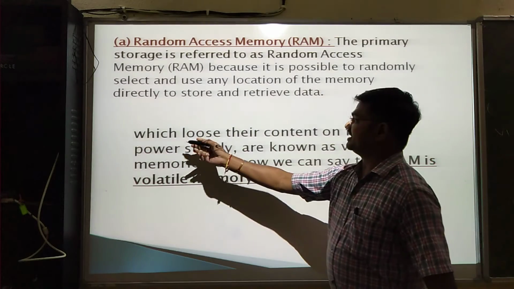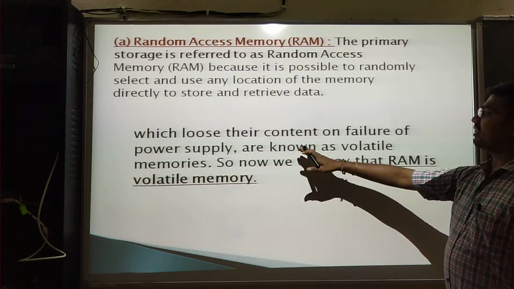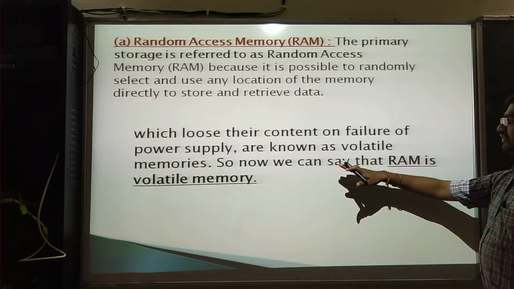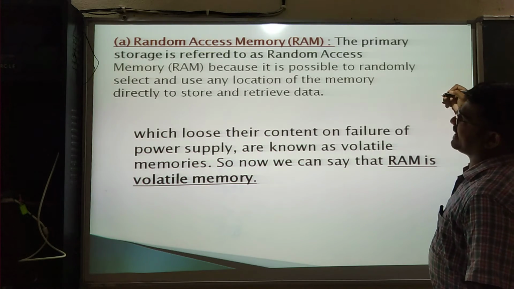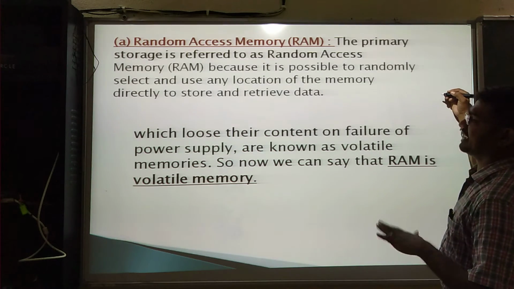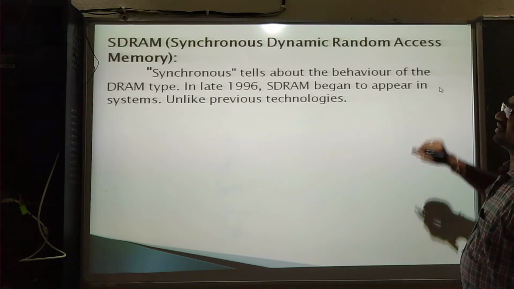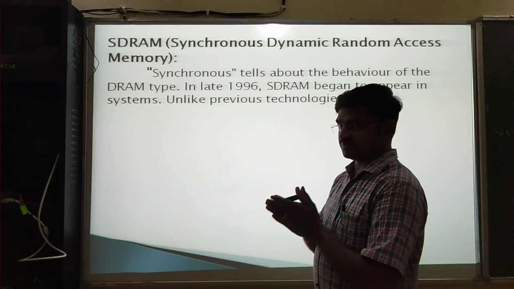Volatile memory means memory which loses its content on the failure of power supply. So now you can say that RAM is volatile memory. RAM, random access memory, is another name of volatile memory. Then second, the RAM is divided into some particular types.